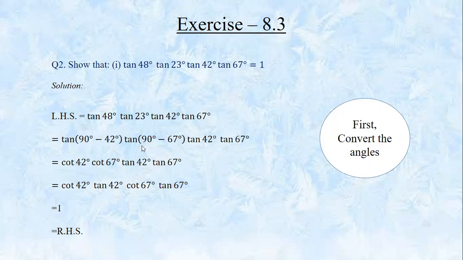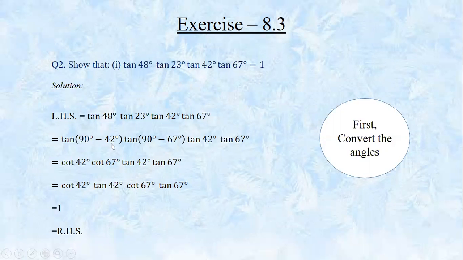The next one is tan 48, tan 23, tan 42, tan 67 equal to 1. They are all multiplications and we are having a single trigonometric ratio. So first, let us write any two in their complementary angles. So let us take tan 48, which can be written as tan 90 minus 42, and tan 23, which can be written as tan 90 minus 67. The other two, we will write as such. We don't convert all the angles.